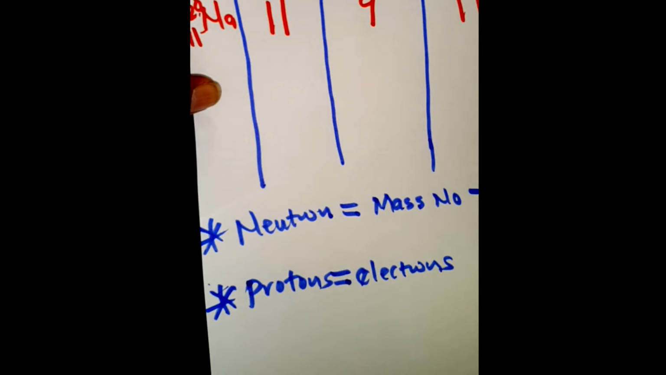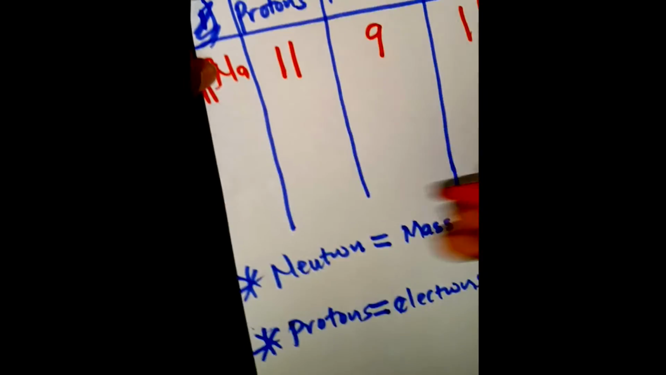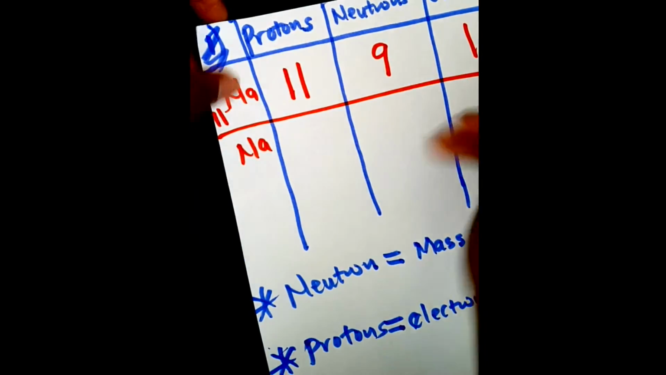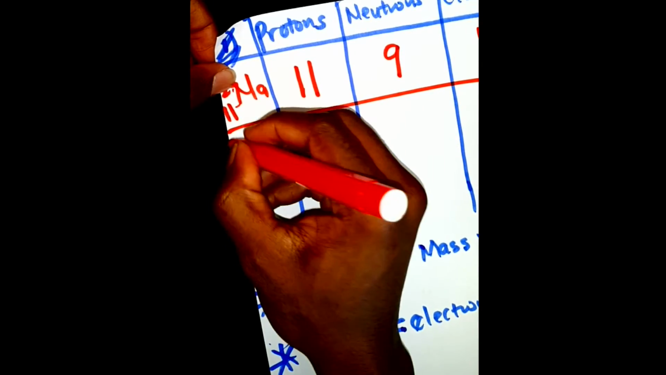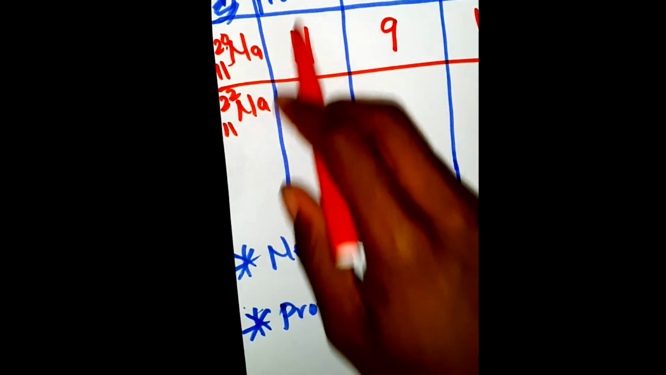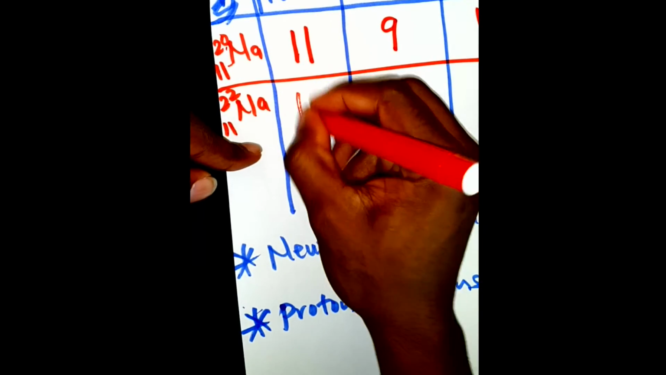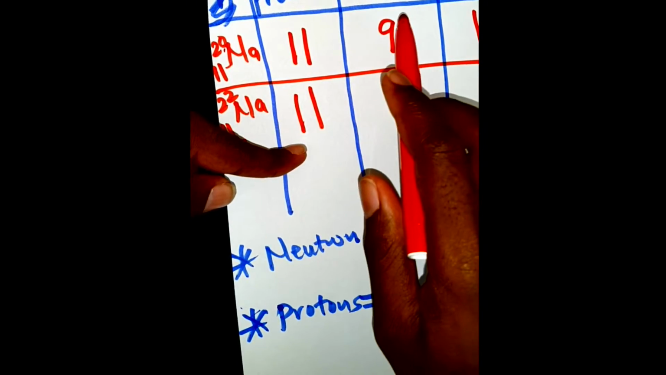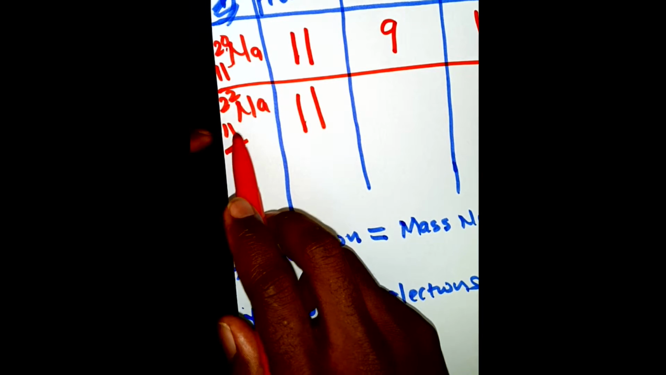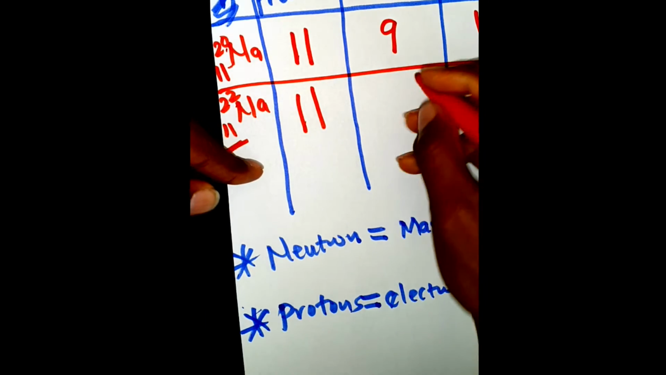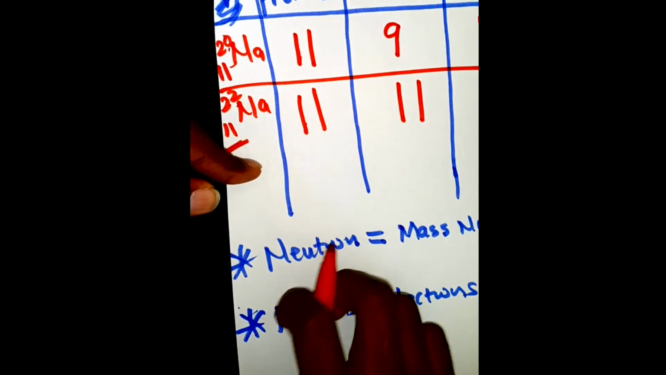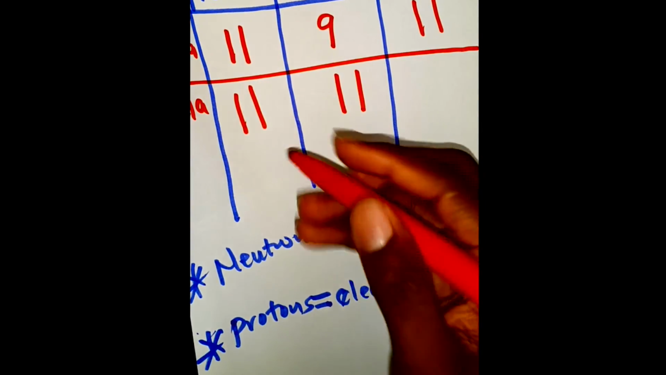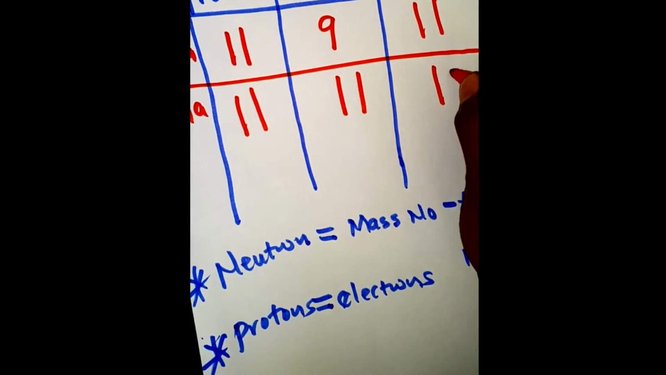Yeah, so that's our first example. And the second one is... the number of protons here is still 11, because we have 11 here. And neutron is this minus this, which is 22 minus 11, which will give us 11. And the number of electrons is always equal to the number of protons, which is still 11.